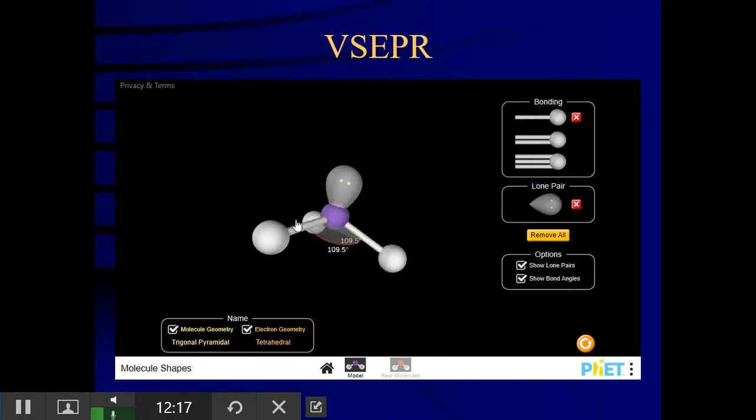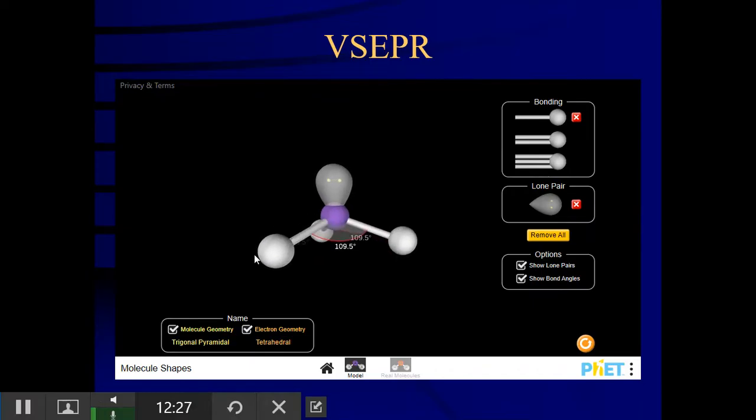And again, this is a weakness in this simulation. That lone pair is pushing these bonds a little bit closer together. We would say the bond angle here is less than 109.5.